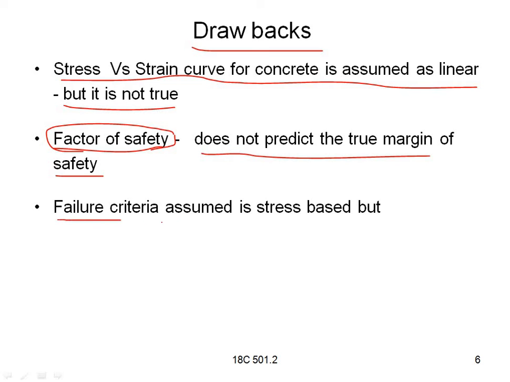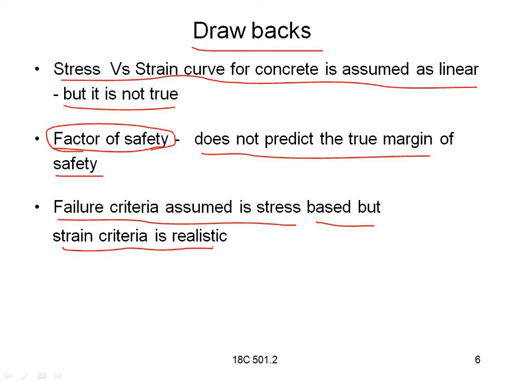The failure criterion assumed is stress based, but a strain criterion is realistic. So this is our stress and strain. What do you mean by stress? Stress is nothing but load by area.